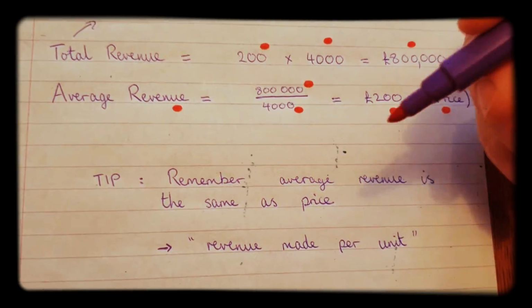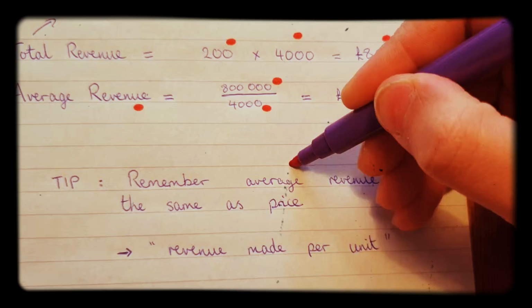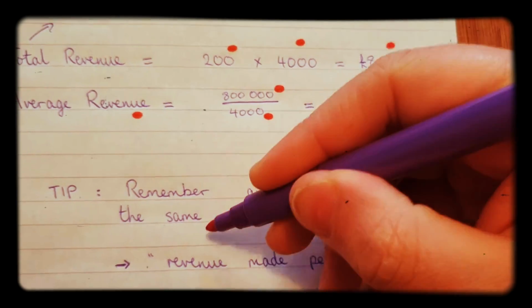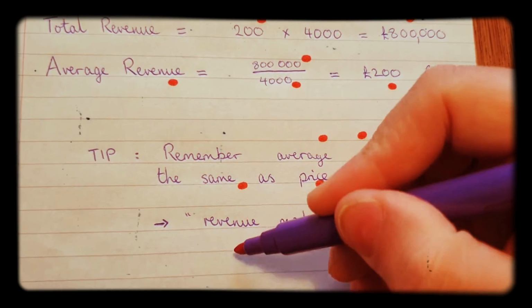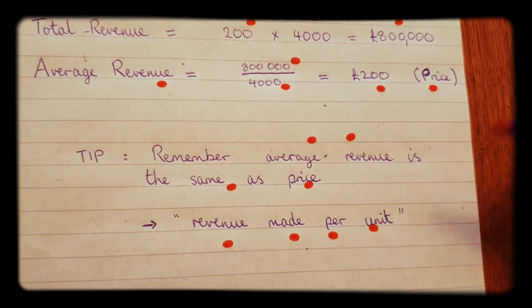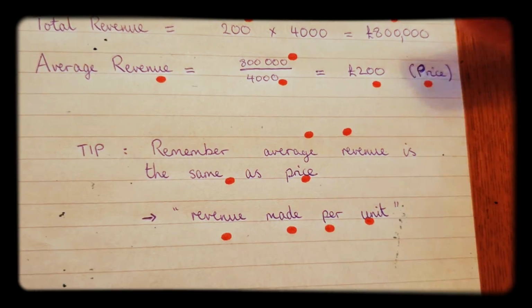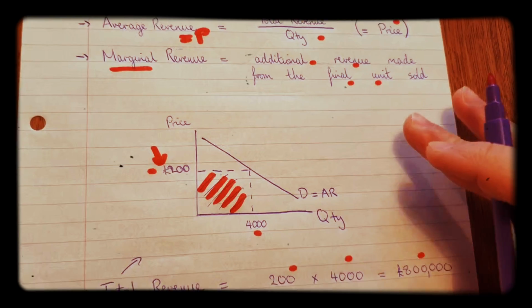Just a tip, I've mentioned it twice already in this video. Remember that average revenue is the same thing as the price. The average revenue is the revenue made per unit. For every unit you sell, what's the revenue you make? It has to be the price. So please remember that important thing.